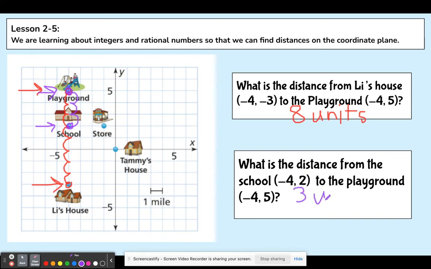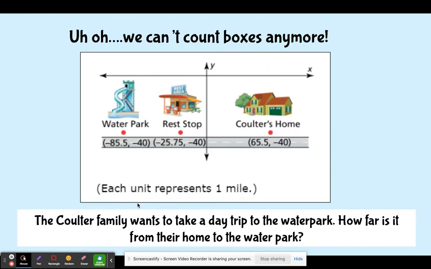3 units. Okay, so if you can count, you can find distance on the coordinate plane when you are given the points in the coordinate plane. All right, so the first level, they give you a picture, they tell you 2 locations, and you have to figure out how far they are. All you're going to do is bunny hop. Count how many hops it takes to get from one to the other. Now, let's go to the next level, which is going to make it a little bit more challenging.